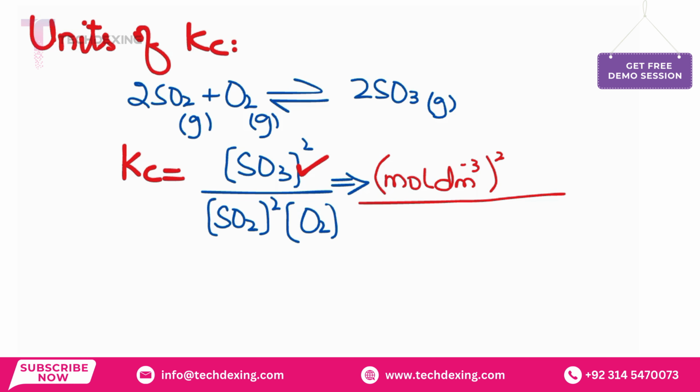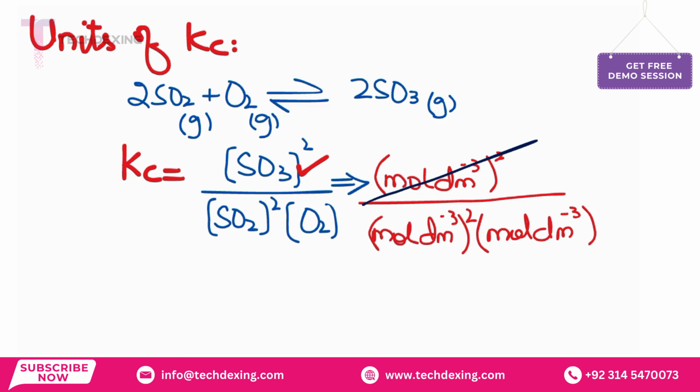Then divided by, again the next concentration would be given the same unit, mole per dm cube, and I would put the square. The next one is mole per dm cube, and there is no power. Got it? After that, the numerator and the denominator terms, this mole per dm cube square, would cancel out with each other. So the unit will be mole minus 1 decimeter cube.